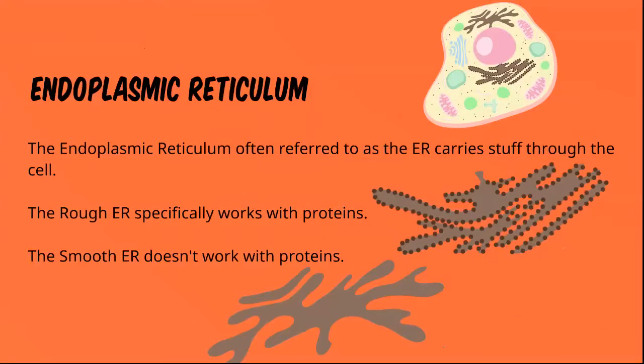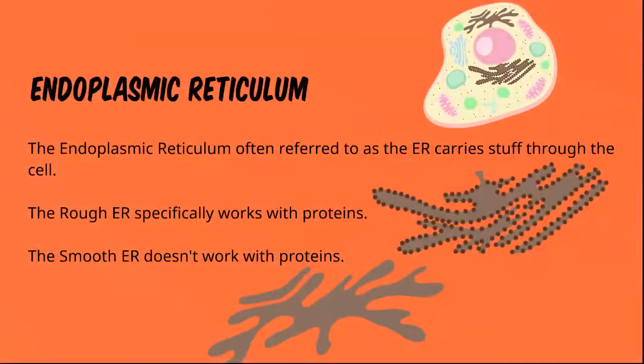All right, our next organelle is the endoplasmic reticulum. The endoplasmic reticulum, often referred to as the ER, not emergency room, carries stuff through the cell. The rough ER specifically works with proteins, and the smooth ER doesn't work with proteins. And you can kind of tell when you look at a cell model, the rough ER is going to have those dots, and the smooth ER is going to look smooth, right? No dots. So those dots represent those proteins.